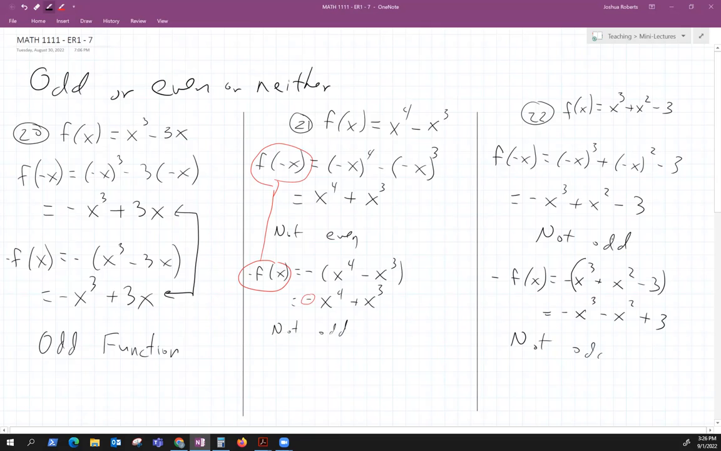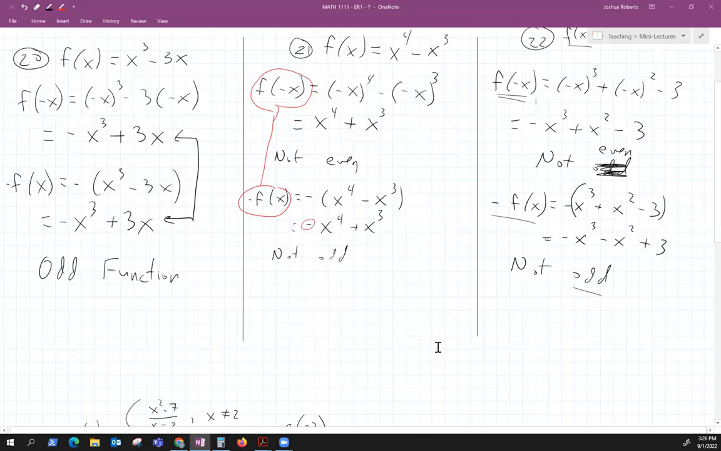And I just noticed that I said the wrong thing up here. This is not even because f of negative x is not the same as f of x. And it's not odd because negative f of x is not the same thing as f of negative x. So that's how you go through those problems.